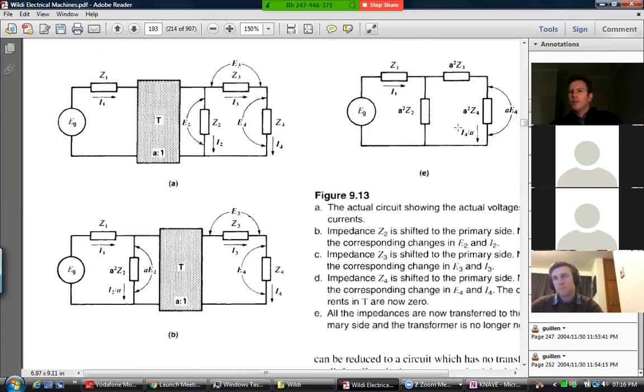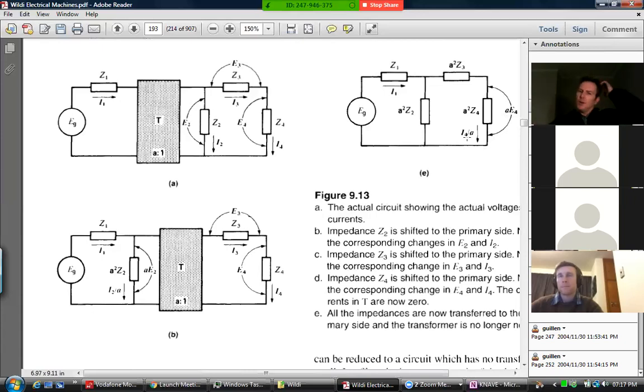Okay. Whatever voltage they measure here, that number is equal to A times E4, where E4 is the actual voltage on the secondary side. Currents, on the other hand, in the same way as the voltage across this is A times higher, the current through it is A times lower. So there's a slash there. It's I4 divided by A.